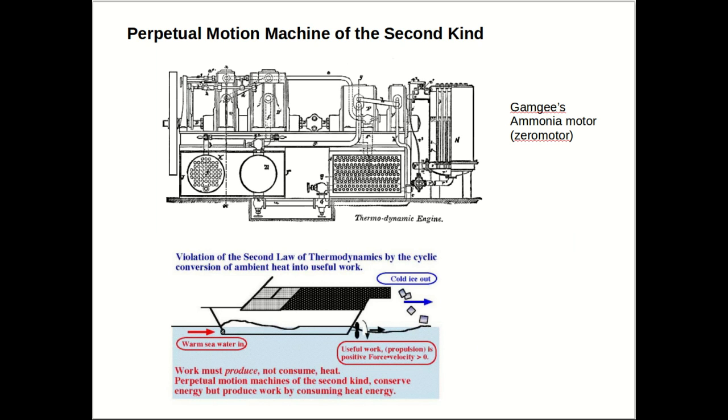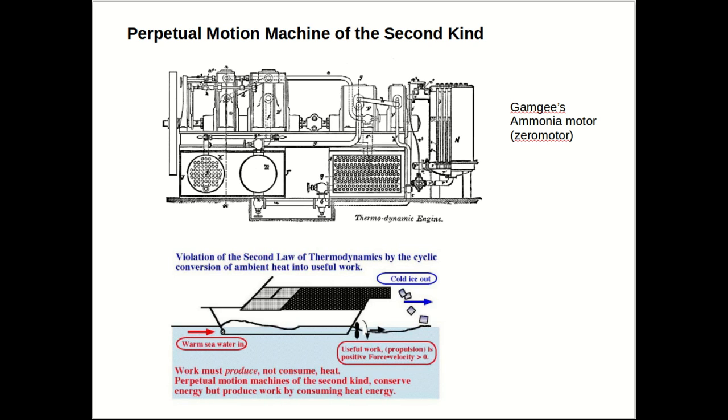At the beginning of the Industrial Revolution, people were designing all kinds of machines. Last time we talked about the perpetual motion machines of the first kind. This time we're going to talk about the perpetual motion machines of the second kind. Those machines were designed as some kind of heat engine. What exactly is a heat engine?